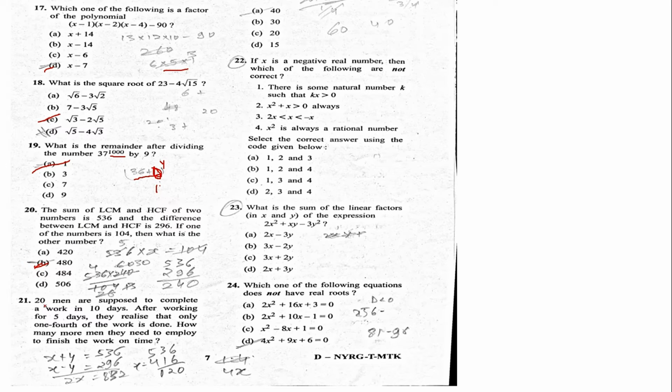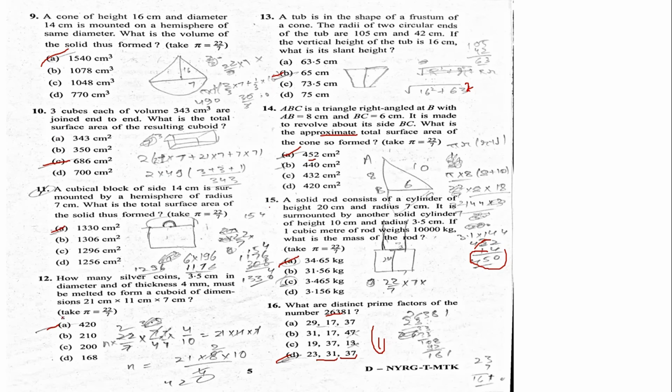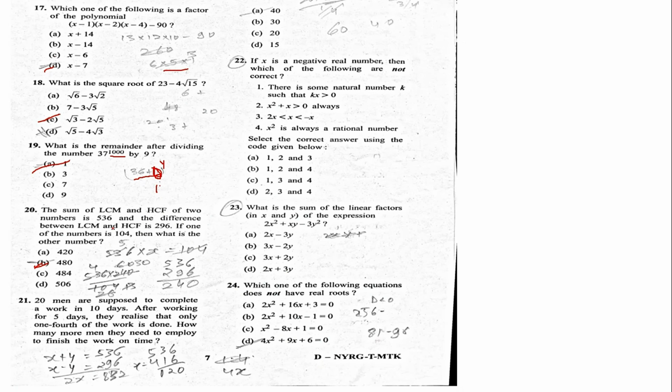And then for the 21st option, we have been given that 20 men are supposed to complete our work in 10 days. So, 20 men into 10 days. After solving this, we will be getting the answer 40. It is easy and it can be done easily.